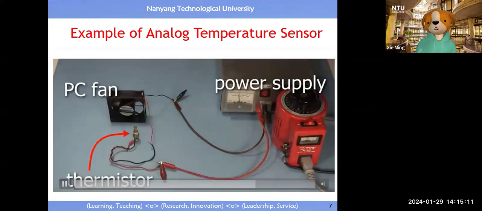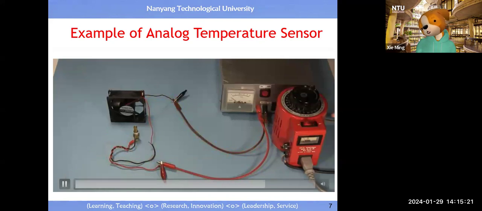Now here it is with the thermistor. The positive from the power supply goes to one end of the thermistor. The other end of the thermistor goes to the positive of the PC fan, and the negative of the PC fan goes back to the power supply. This time when I turn on the power supply, the fan doesn't start spinning. That's because the thermistor is nice and cool at room temperature, so it has a high resistance.